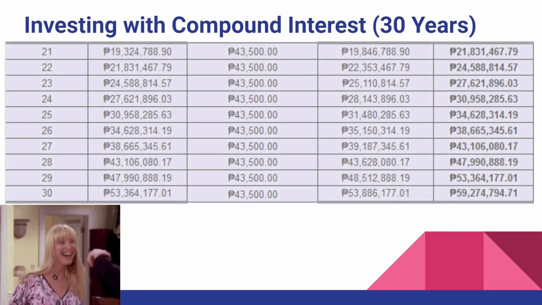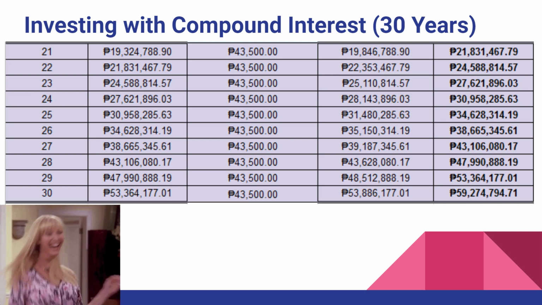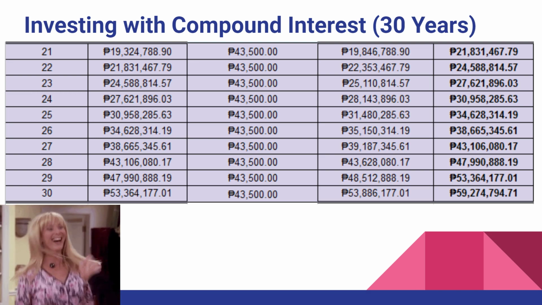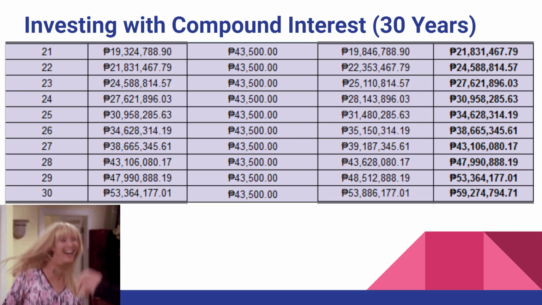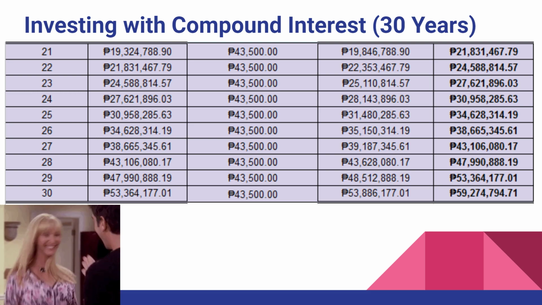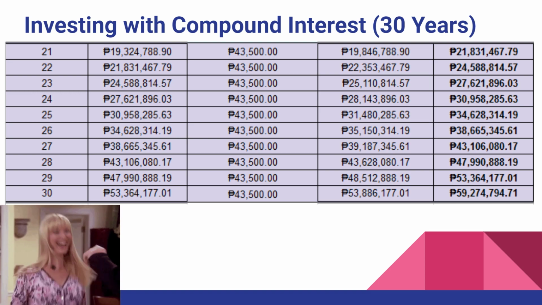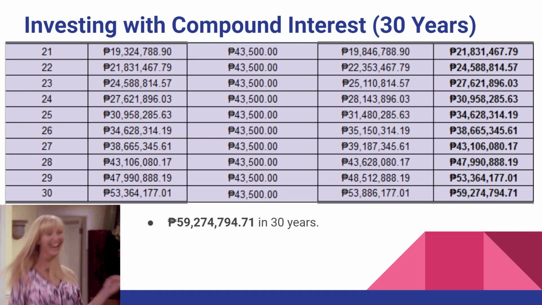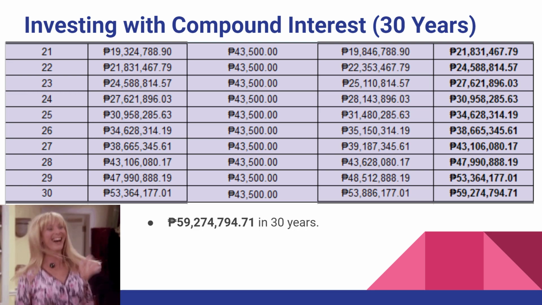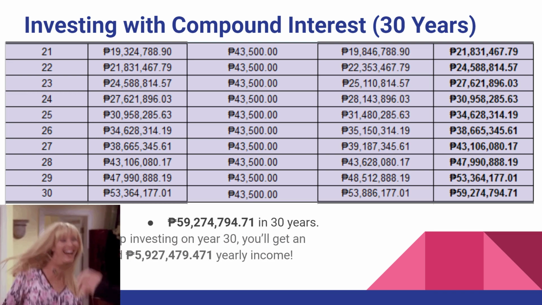Then in 30 years, here's the table. Of course, on your 21st year, you're gonna increase it to 43,500. So that's another 10,000 pesos increase. Of course, that's really up to you if you want to increase it, or just decrease it, or totally stop. But yeah, that's just my goal, and I'm sharing it with you guys. So it's gonna be 59.2 million in 30 years after you started.